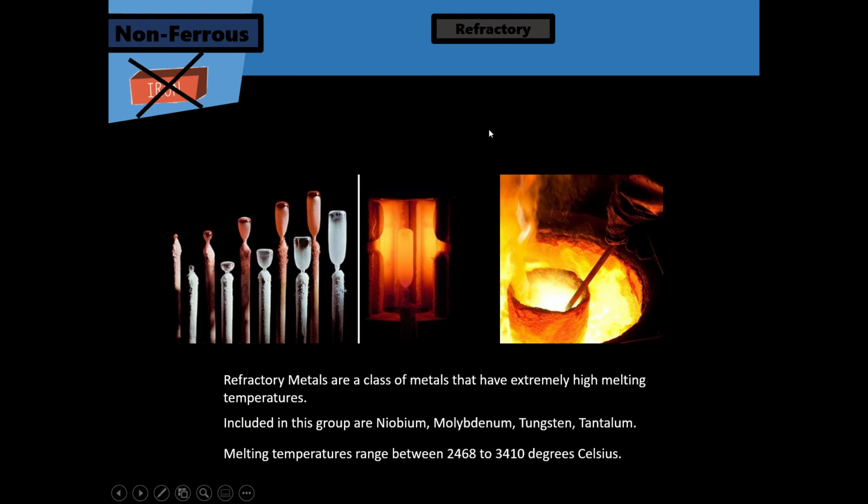We also have refractory metals. These are metals that have extremely high melting temperatures. So these are materials that we use in processing other materials that need melting.